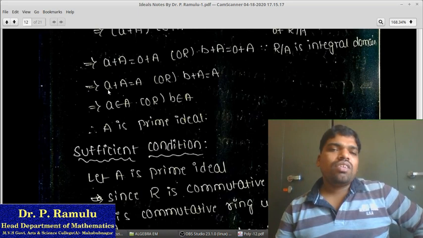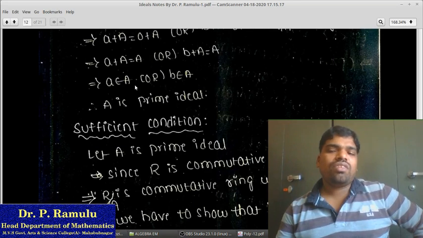This is nothing but a + A = A, which implies a belongs to A. Or b + A = A, which implies b belongs to A. Therefore ab belongs to A implies a belongs to A or b belongs to A. Therefore A is a prime ideal.